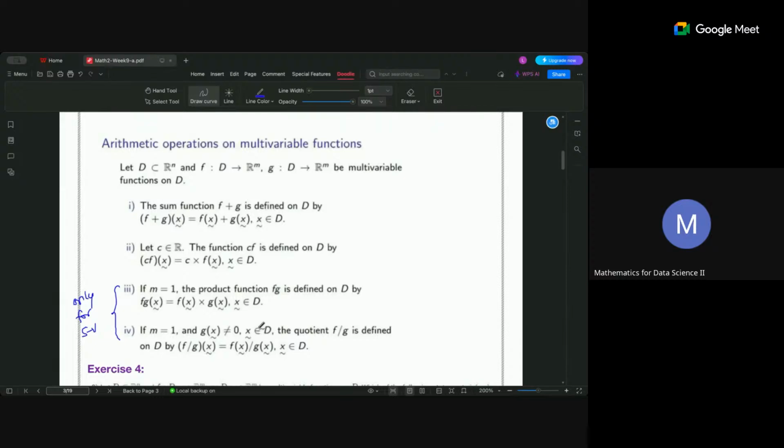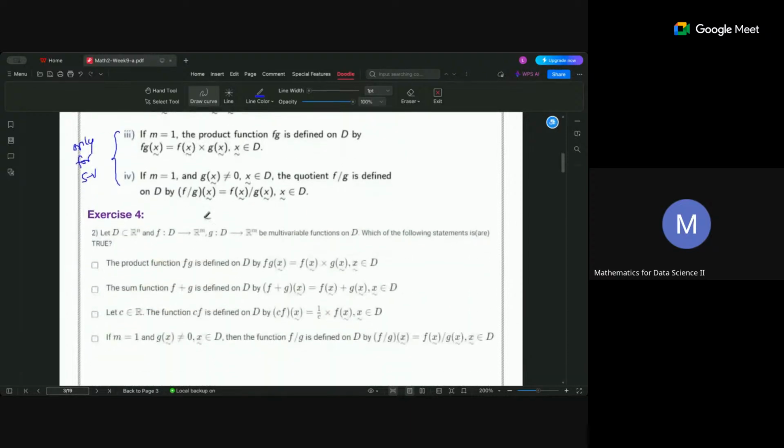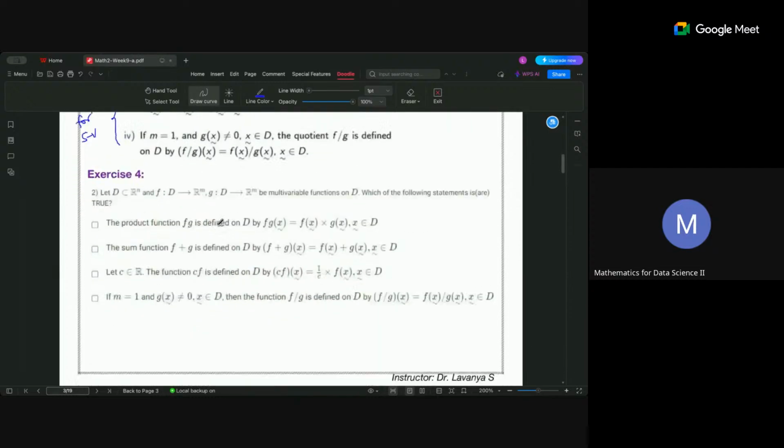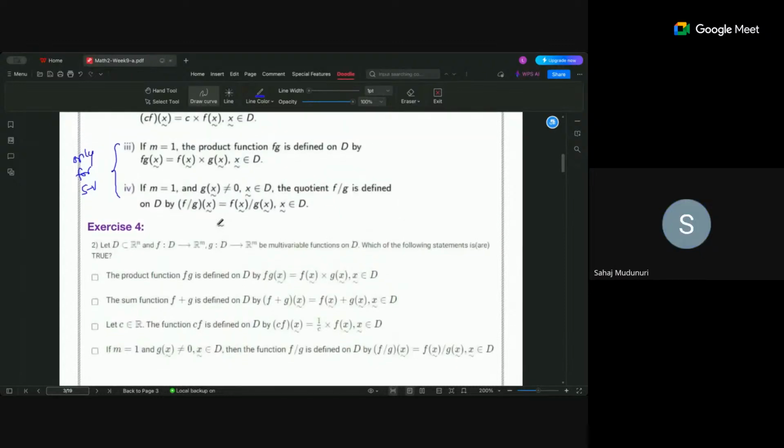Fine. So these are the basic things about arithmetic operations. A very obvious exercise is here. Quickly read it and tell me which of the options are true. It is a very straightforward one. Except for one, 2 and 4 are true.